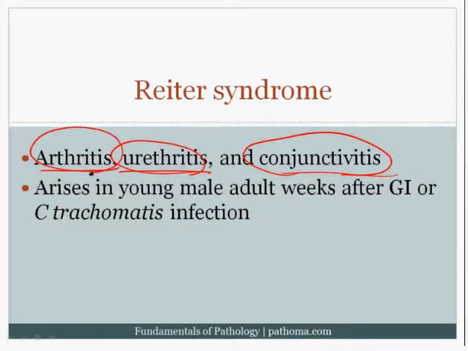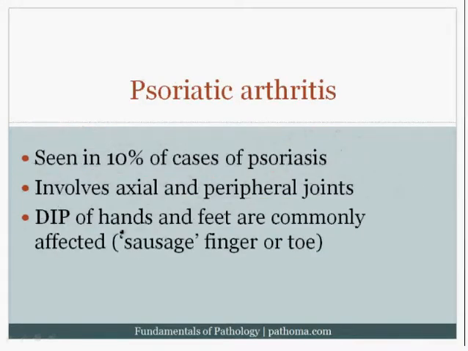Now, this will usually arise in young male adults, weeks after a GI or a chlamydia infection. Psoriatic arthritis is an arthritis seen in 10% of cases of psoriasis. It involves the axial and the peripheral joints, and one of the key findings with involvement of the peripheral joints is that the DIP of the hands and the feet are commonly affected, and this results in something called a sausage finger or a sausage toe, which is particularly high yield for board exam purposes.